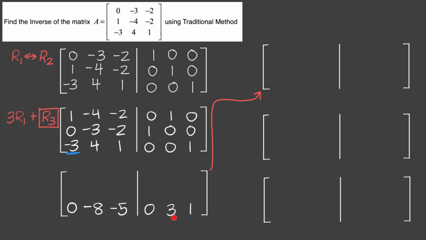All right, so now we have our new bottom row. And the first two rows we're just going to rewrite here. So we'll have 1, negative 4, negative 2, 0, 1, 0.